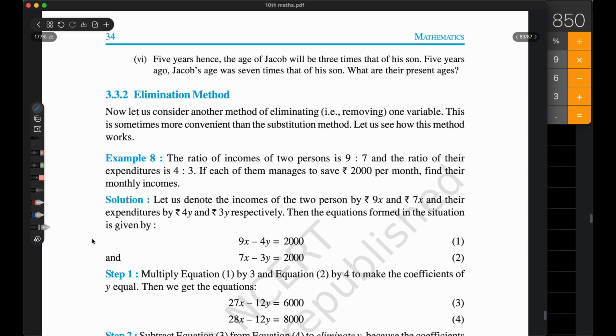In the next lecture, we will start topic number 3.3.2, elimination method. Thank you.